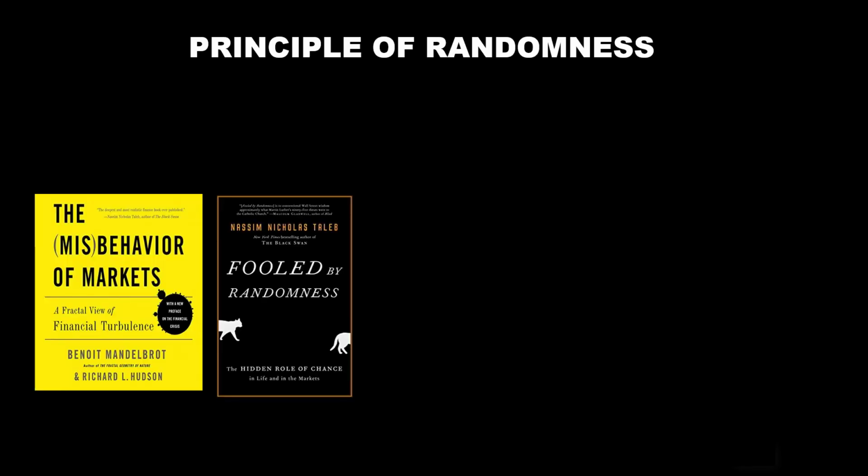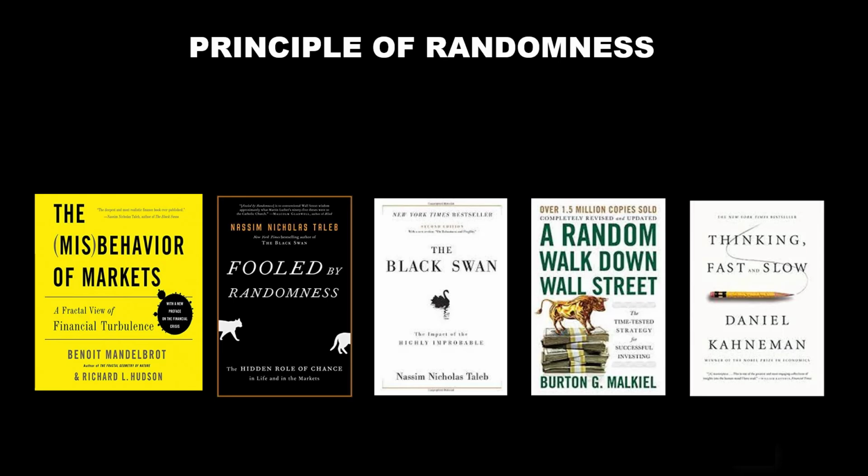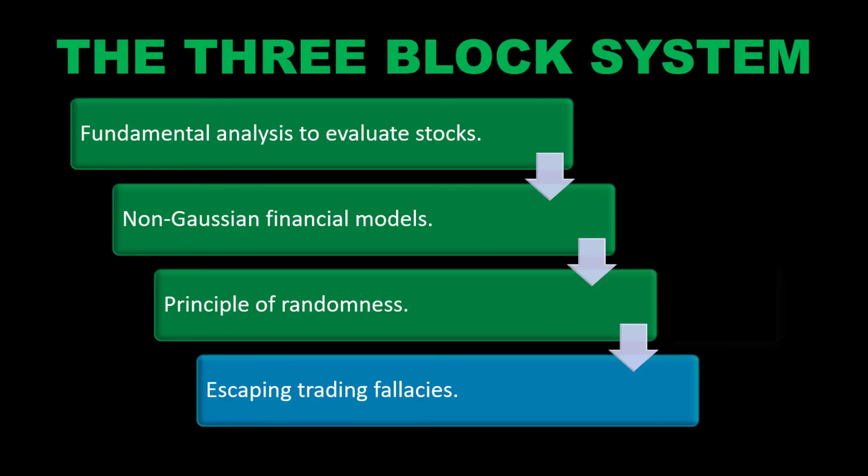As said, there is a lot of theory regarding the principle of randomness, and I recommend you read any of these books that we have here, from those written by Benoit Mandelbrot or those by Nassim Nicholas Taleb, even Burton Malkiel, or Nobel Prize winner Daniel Kahneman with the book Thinking, Fast and Slow. All of this theory will give you a different perception on how to analyze the stock market that does not require a standard deviation. The last part of the 3-block system that we have to see is escaping trading fallacies.